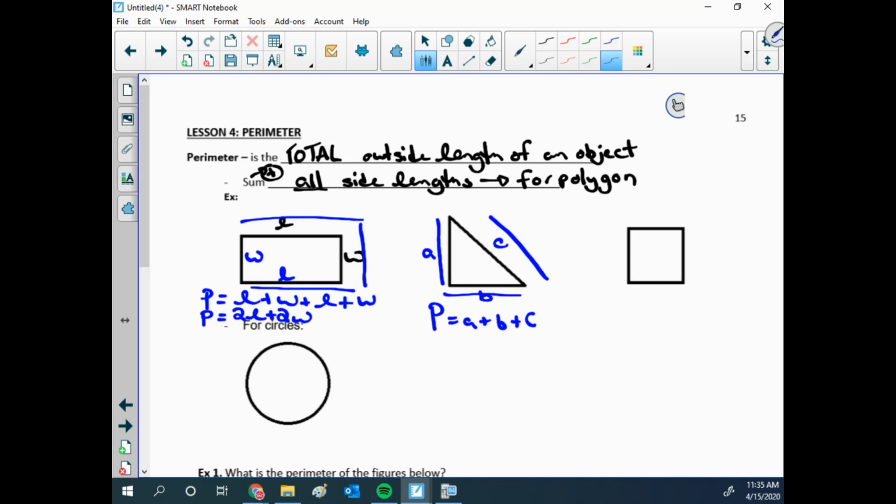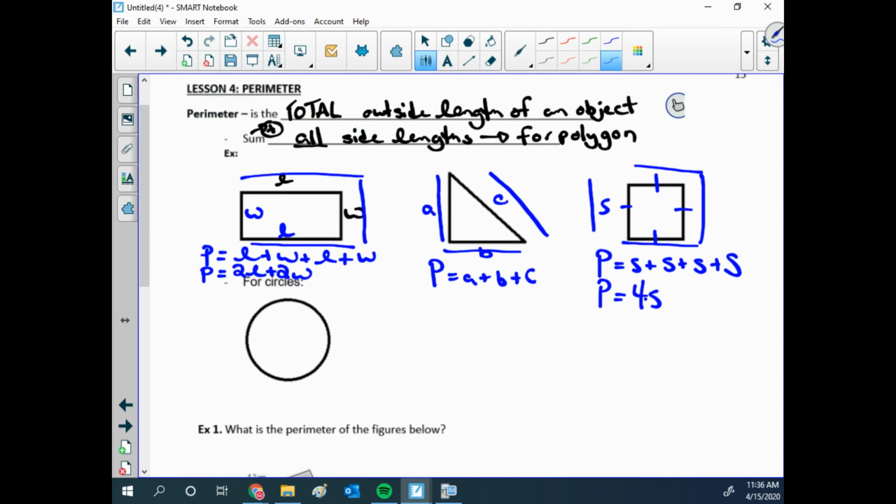Next one is a square. Well, if we remember, a square has all the same side lengths. So to figure out the perimeter of a square, it's just going to be S plus S plus S plus S, the sum of all of the outside lengths, which in that case there's 4. So I could really just say, there's 4 S's in there, so 4 times S will give me the perimeter of a square.